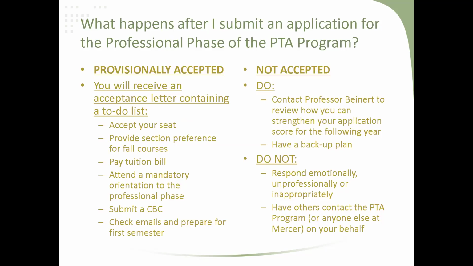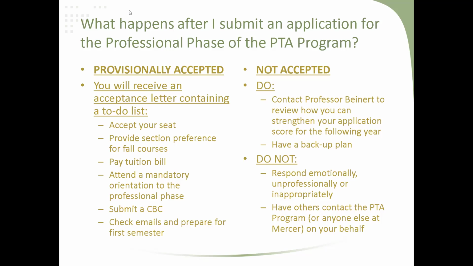What happens after you submit an application to the PTA program? You are going to receive either an acceptance letter or a letter that says you have not been accepted. So if you receive an acceptance letter, here's your to-do list. You're going to accept your seat in the program, provide your section preference for fall courses, pay your tuition bill. You're going to attend a mandatory orientation to the professional phase of the program, which takes place the Friday before classes start in the fall. You're going to submit a criminal background check and check your emails to prepare for that first fall semester.